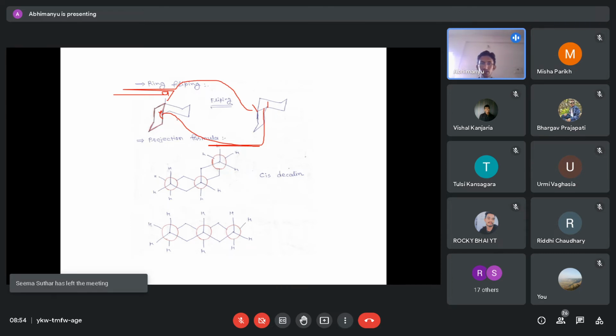Here, try to focus on the cyclohexane ring, that is B. B is the same. What is the change in the conformation? So guys, this ring is flipped. This ring is flipped.